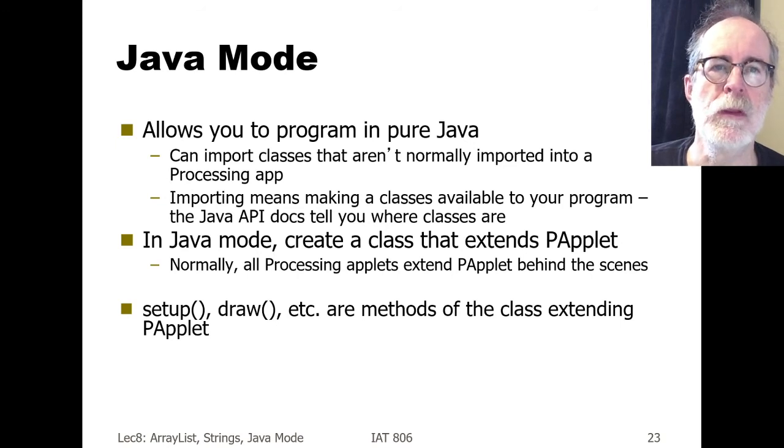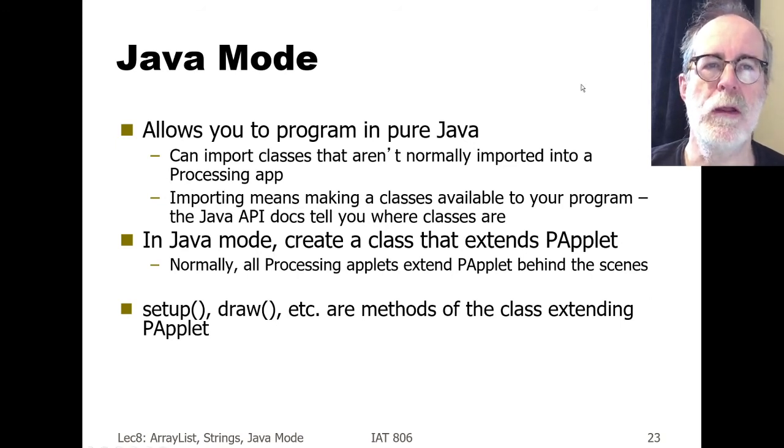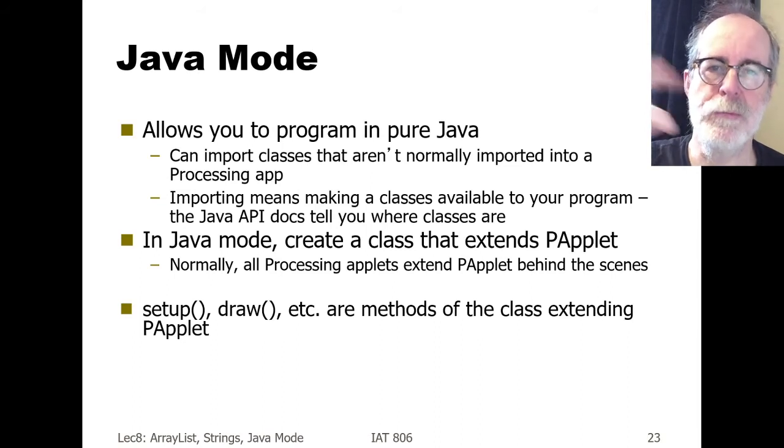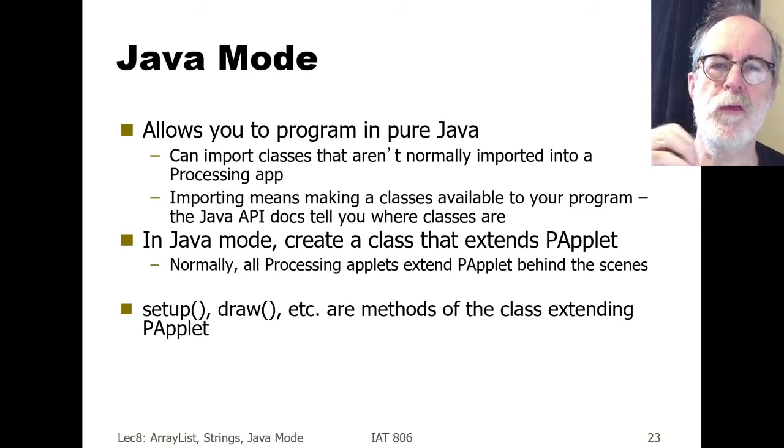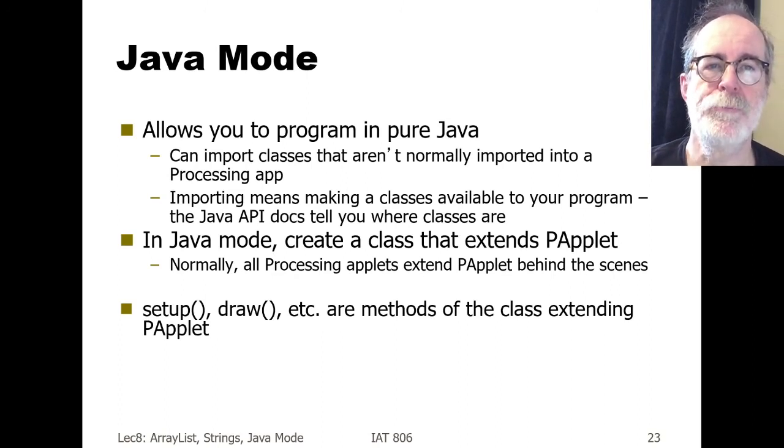So when you're using Java mode, that means you can import classes that are not normally imported into a processing app. Processing's library subsystem is actually pretty good at identifying libraries that work with the processing system, and so there's a lot of support for a lot of activities. But if there's something there that isn't supported within the processing system, you can now, by using Java mode, get access to it, and we'll talk briefly about how to do that.